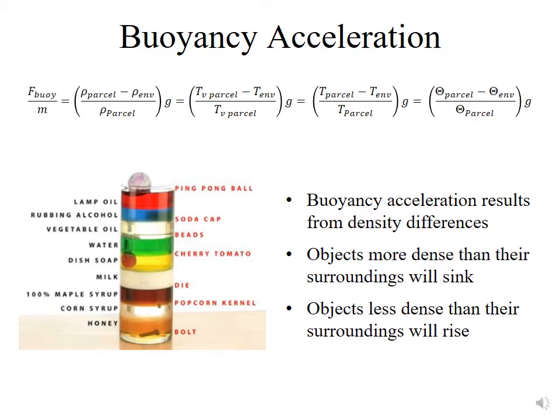So this buoyancy acceleration results from density differences, and I love the picture on the left because somebody has very carefully put in fluids of different densities and has used dye to help demonstrate where those fluids are located. And then they've dropped objects of different densities, and some of these objects are clearly sitting on top of layers of fluid in there. And it really just shows the effect density has on buoyancy of an object. Objects that are more dense than their surroundings will sink, and objects that are less dense than their surroundings will rise.